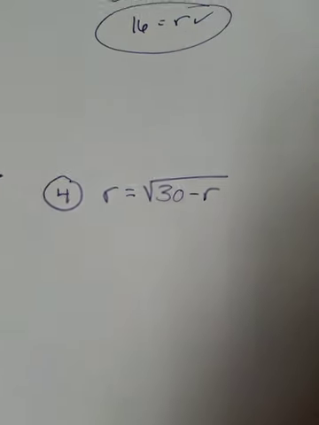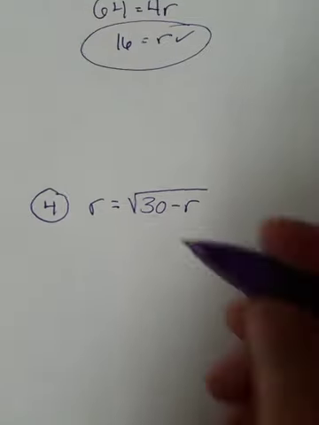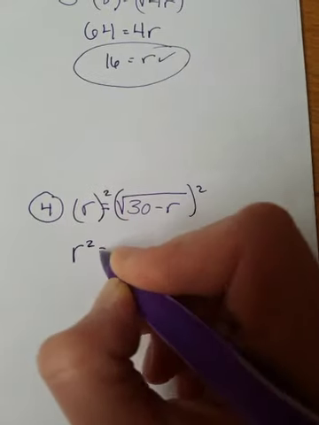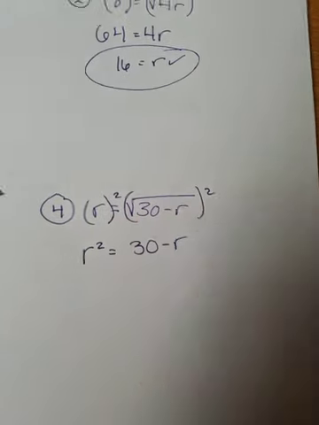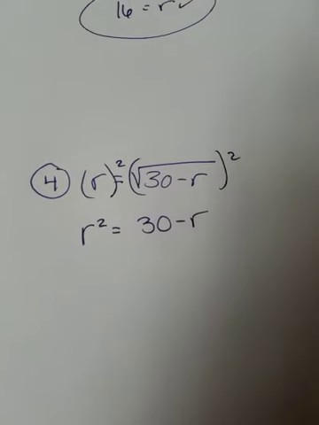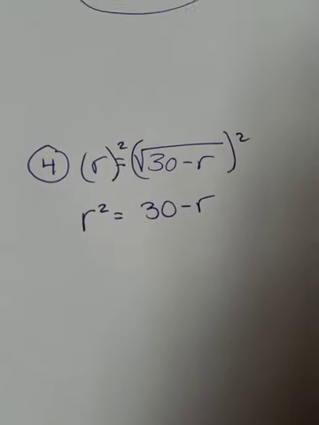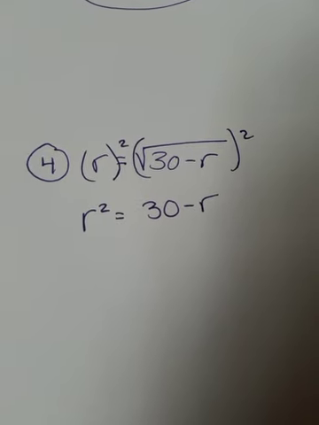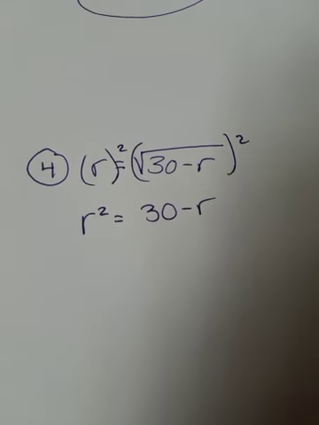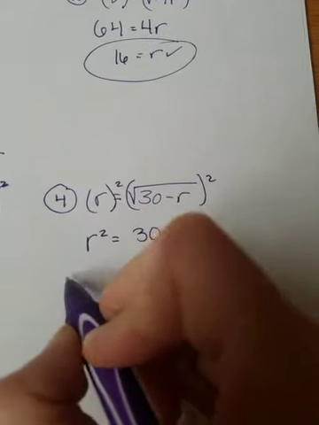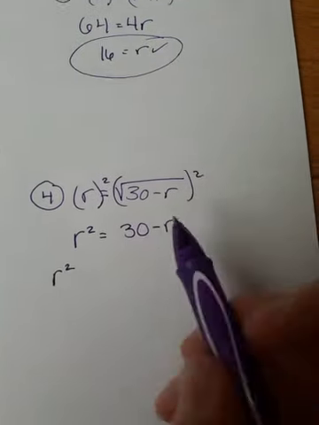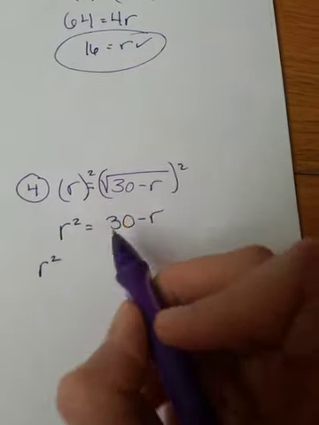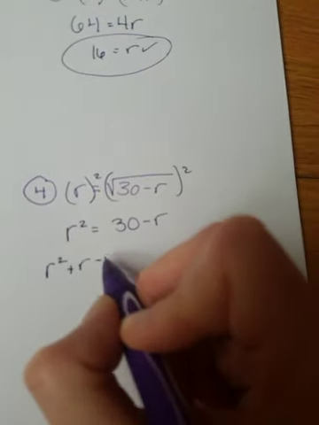Number 4. Same deal. Got to get the square root by itself. It is. So I square both sides. This time we get r squared equals 30 minus r. Now this one's a little different because we have an r squared here. So based off of what we've done in all of our previous units for like the past 2 months, I'm hoping you are thinking to get all the terms to one side and then try to factor or use the quadratic formula. And that's what you want to do. I'm going to move all the terms to the left because I want to keep r squared positive. So I'm going to add r and I'm going to subtract 30.